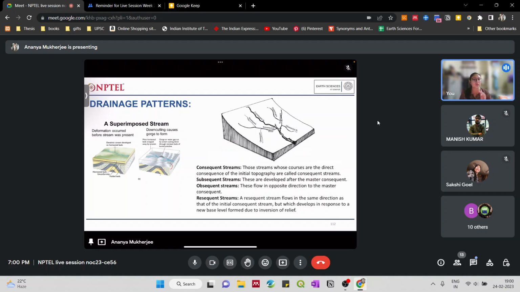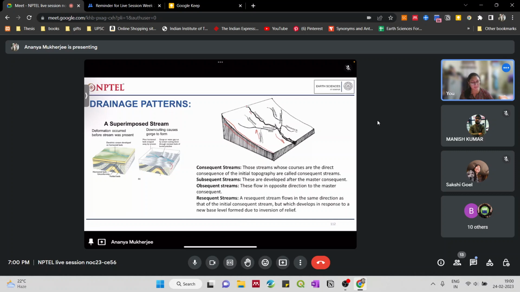So consequent streams are part of the concordant streams. Consequent is the direct result of the initial topography or initial slope, due to this elevation, this relief change that we see. Subsequent is forming from the consequent, or it is joining the master consequent stream. Obsequent streams flow in the direction opposite to the consequent. The consequent one is flowing like this, and the obsequent will be flowing like this and joining the subsequent.